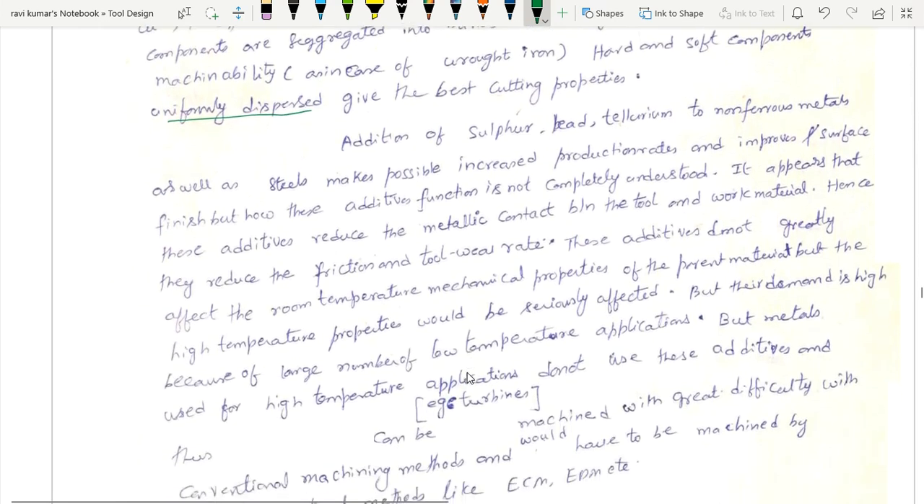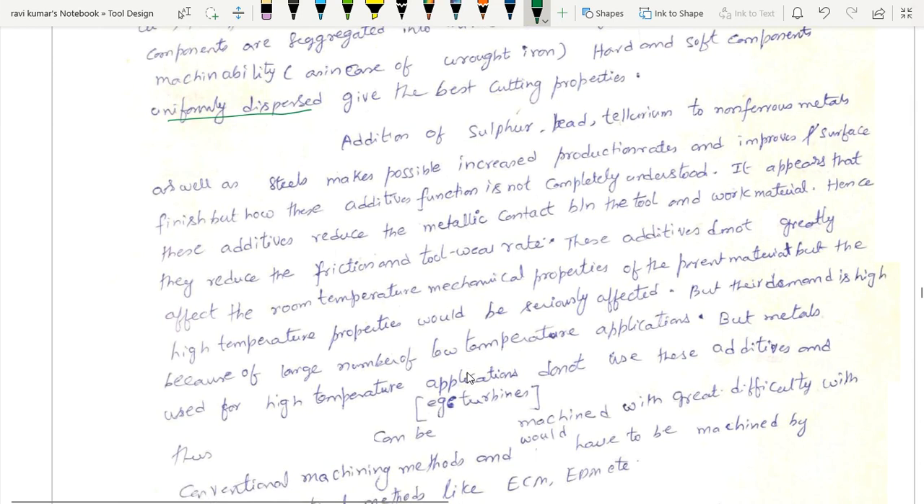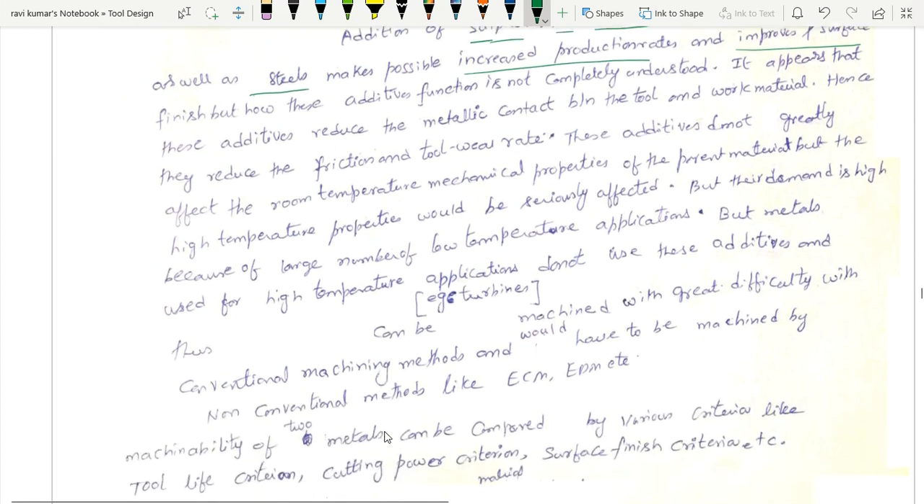right? Likewise, there is a possibility of addition of materials like sulfur, lead, tellurium, etc. to non-ferrous materials as well as steels. So these materials are likely to increase the production rates, right? So provides a good surface finish. Okay, so this is also one way.